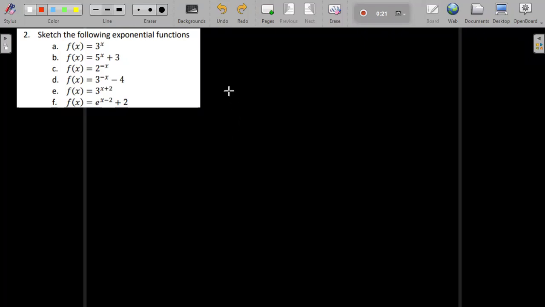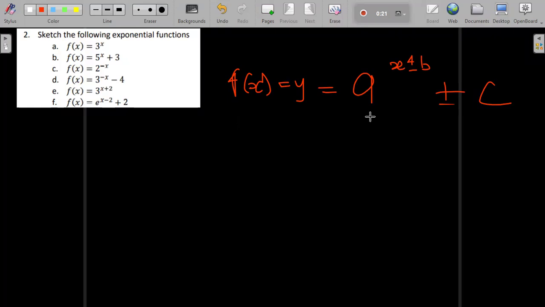In general, an exponential function can be represented as f(x). This f(x) is the same as y equals a to the power x plus or minus b, and then plus or minus c. So in general, an exponential function can be represented like this.